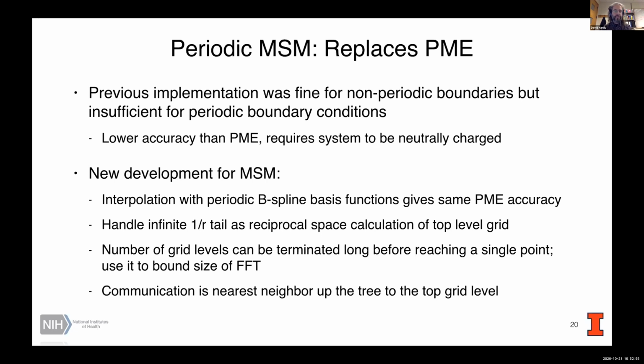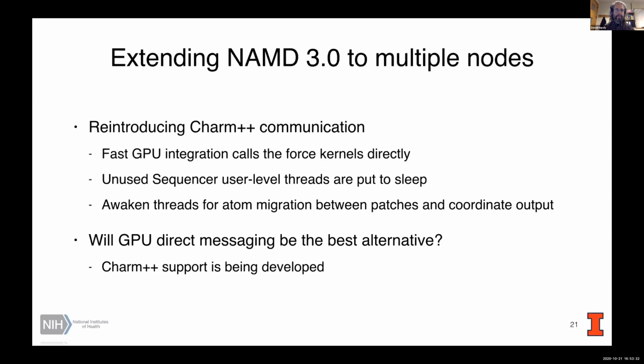But we can use that to bound the size of the FFT. In other words, we can make the FFT as small as what would be comfortable for just a single GPU or a single node to calculate. And otherwise, this is giving us a much more scalable algorithm, where the communication at each level is nearest neighbor going up the tree up to the top grid level. So this is something that we're in the process of developing right now.